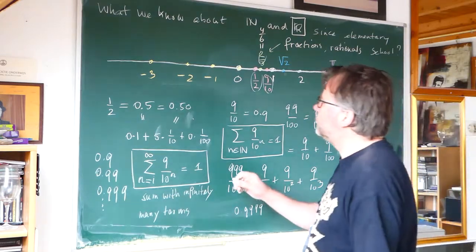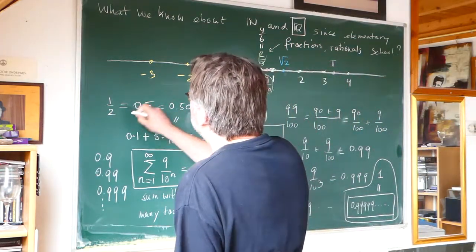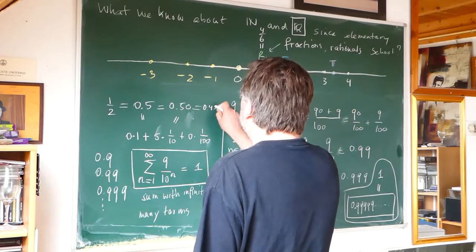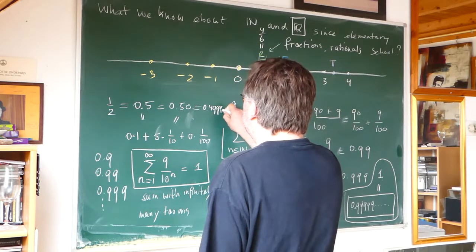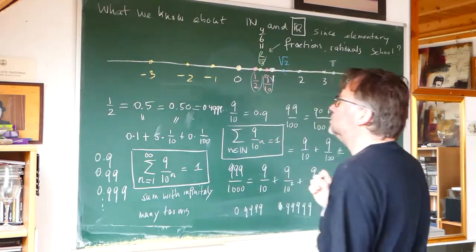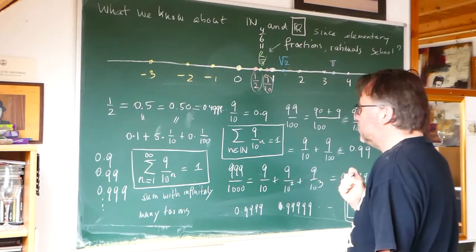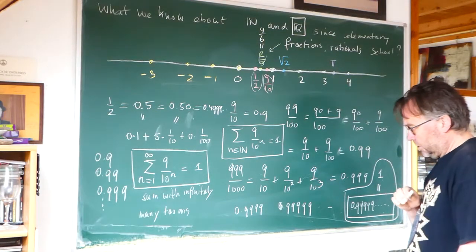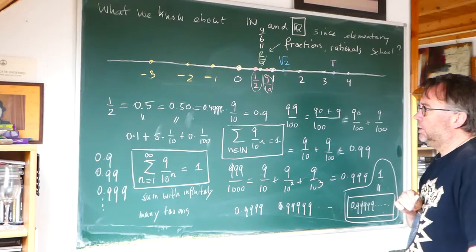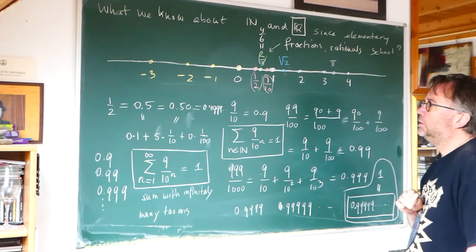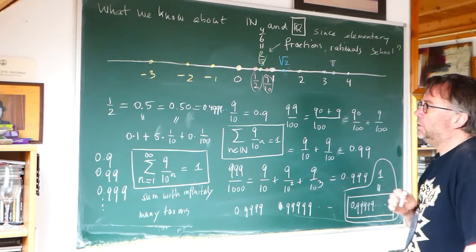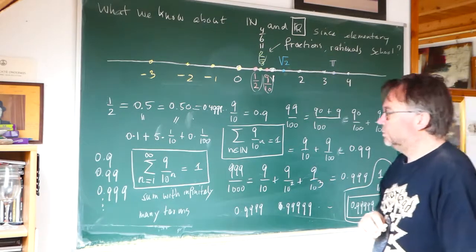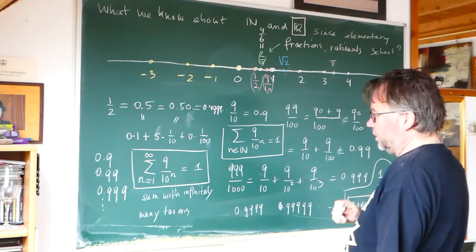Just like this 1 over 2 here is also equal to 0.4999, etc. Yeah, so we can come to the agreement that these decimal expansions, which never end, that these reproduce our simple fractions. Okay, that's very nice.